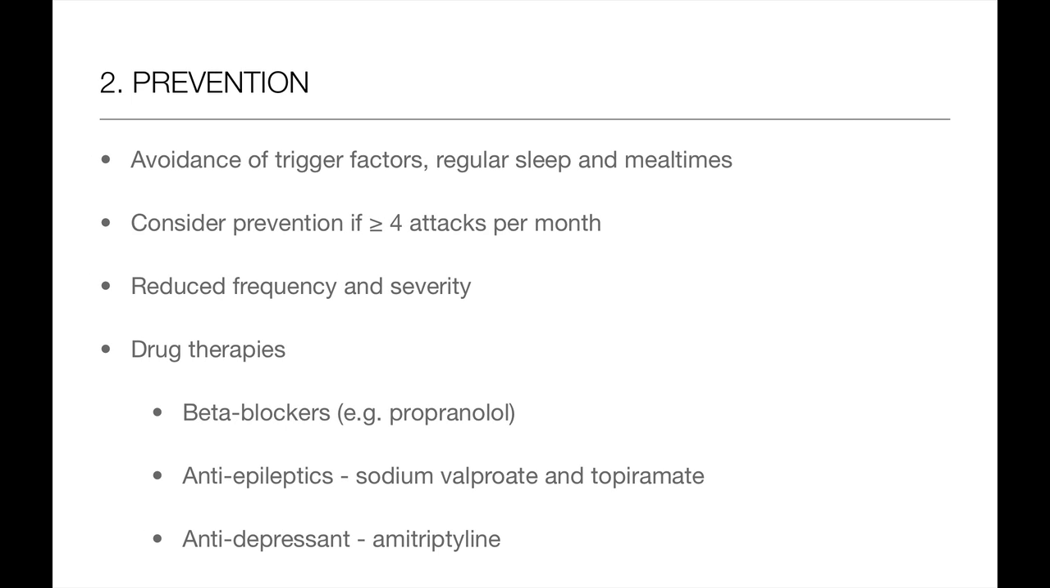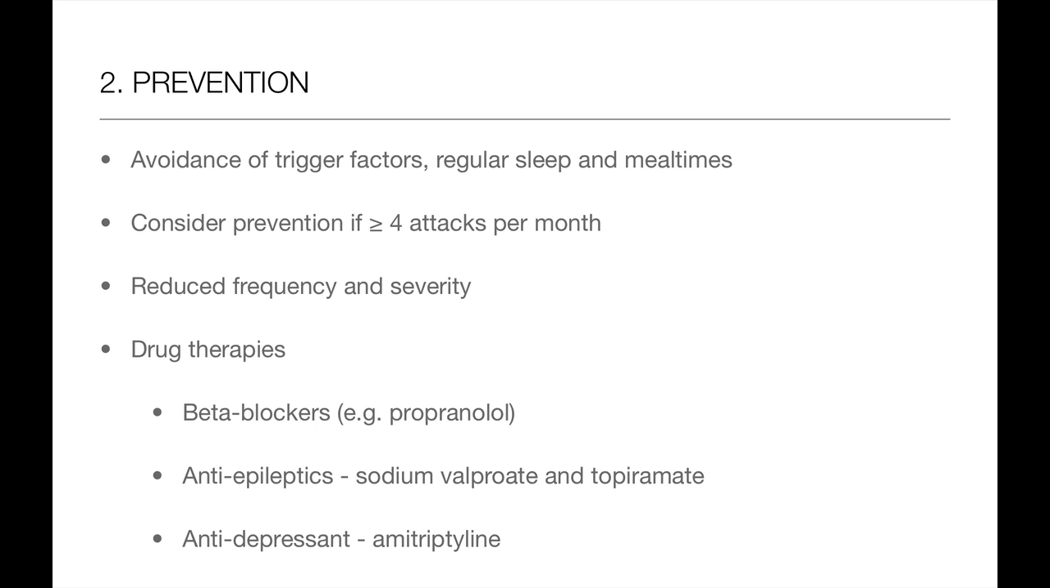Prevention is increasingly being recognised as a very important element of migraine treatment. At its most simple, we can recommend trigger factor avoidance, and this may reduce frequency by up to 50%. It's important to consider pharmacological prevention if patients are getting greater than or equal to 4 attacks per month. Regular prevention reduces both the frequency of attacks and their severity.